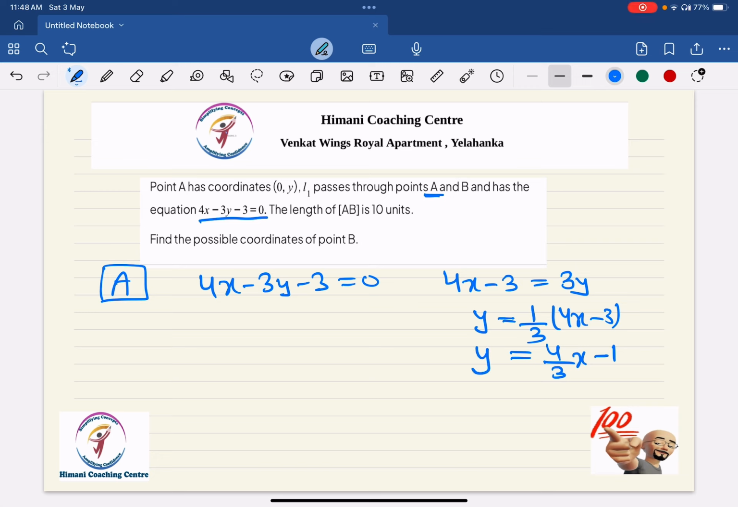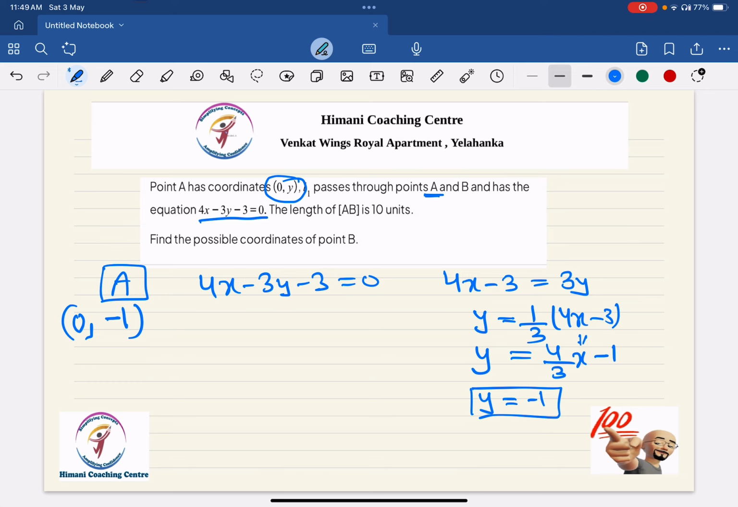Now, since the coordinates of point A are 0 and y, that means x is 0. So if I put x as 0, y would be equal to minus 1. So we have got that y is minus 1 here. What are the coordinates of A? Coordinates of A are (0, minus 1). That's important to figure out.